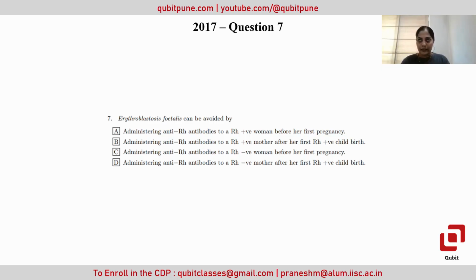So if this is detected, then by administering Rh antibodies to the Rh negative mother, if there is an exposure to Rh positive cells, they will neutralize each other and the effect of the Rh positive antigen will be diminished. That won't affect the second pregnancy. So option D is the correct one.